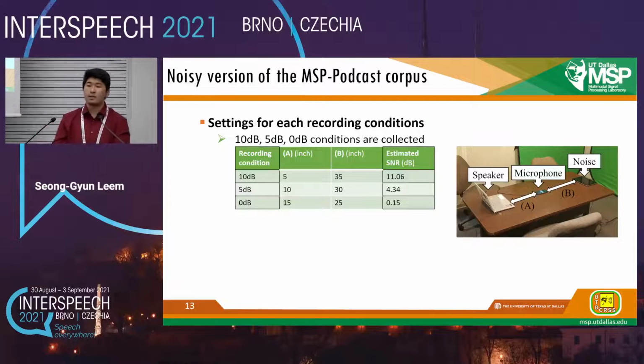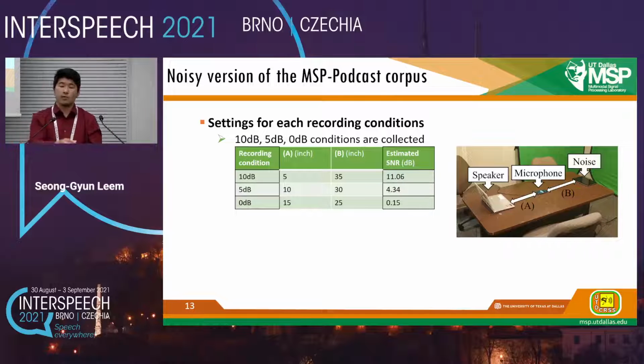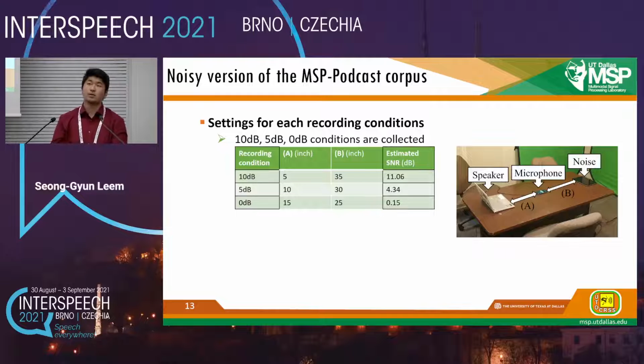With this setting, we collected different types of recording conditions by varying the signal-to-noise ratio. To do this, we differentiate the distance between the recorder and the speech sound and the noise sound. To calibrate those two distances, we collected 1 minute samples of speech sound and noise sound and calculated the estimated signal-to-noise ratio. This table shows the two distances and their estimated signal-to-noise ratio for each recording condition. According to the estimated signal-to-noise ratio, we named each recording condition as the 10 dB, 5 dB, and 0 dB conditions.